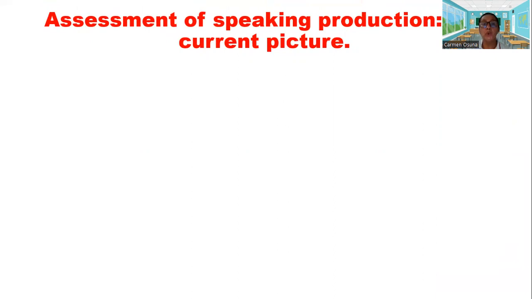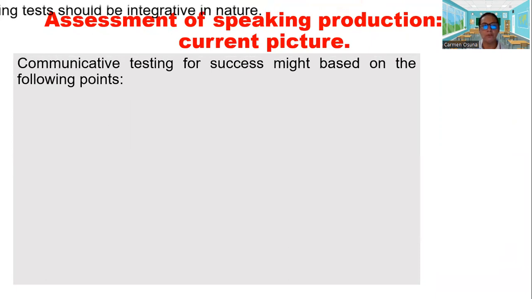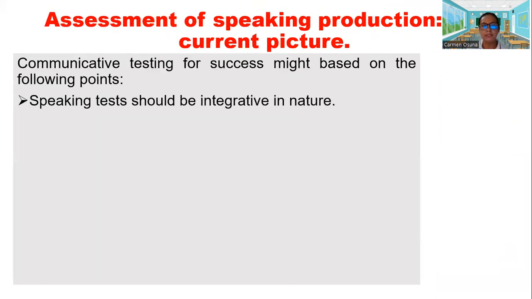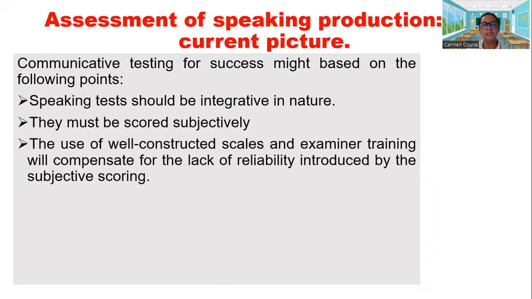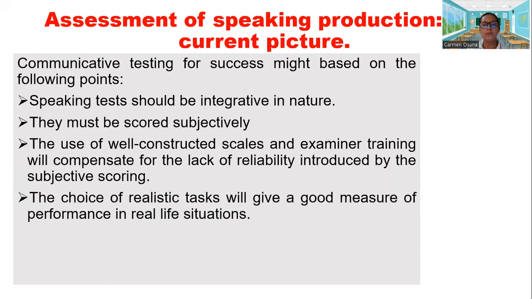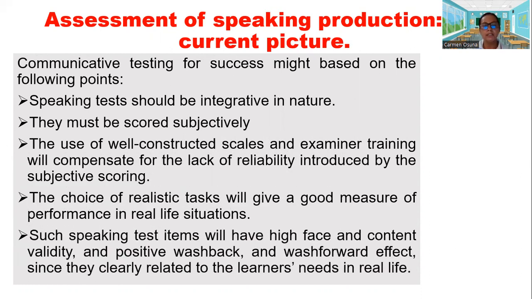Assessment of speaking production, current picture. Communicative testing for success might be based on the following points. Speaking tests should be integrative in nature. They must be scored subjectively. The use of a well-constructed scale and examiner training will compensate for the loss of reliability introduced by the subjective scoring. The choice of realistic style will give a good measure of performance in real-life situations. Such speaking test items will have high face and content validity, and positive washback and wash-forward effects, since they are clearly related to the learner's needs in real life.